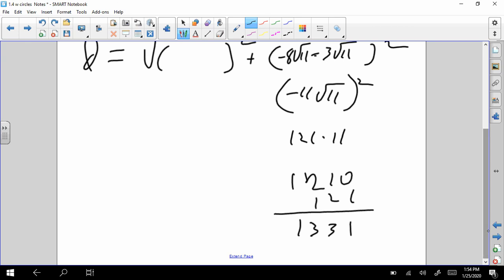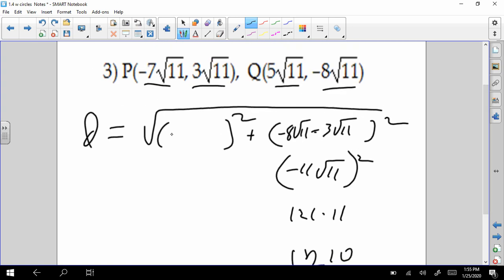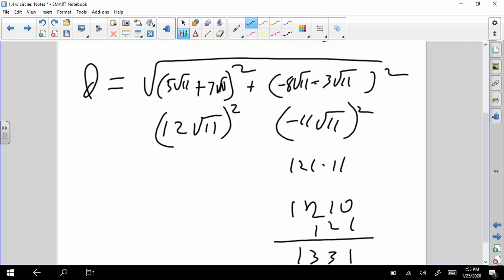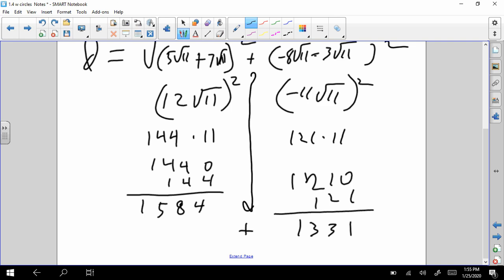Okay, we got that much. Now I better find the run and square it. That's x2 minus x1. Minus a negative 7 will be a positive 7 radical 11. 5 plus 7 is how many? Oh, it's 12 radical 11s. And we're going to square that. When we square the radical, it becomes 11, and we square the 12, it becomes 144. That's 1440 and 144. So that's 1584. And we're supposed to do what with those two numbers? We're supposed to add them.